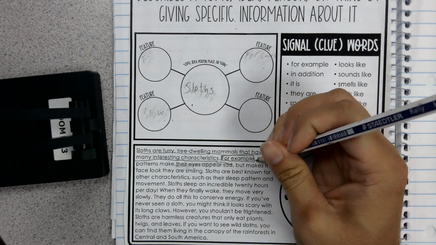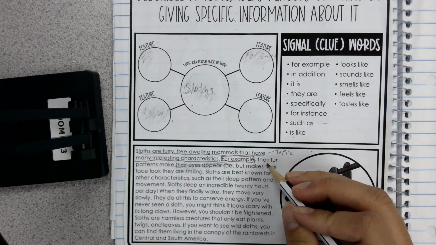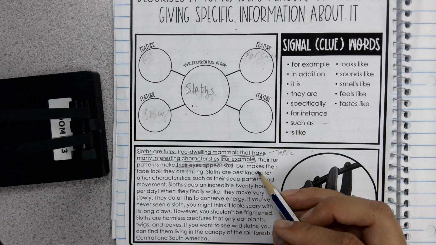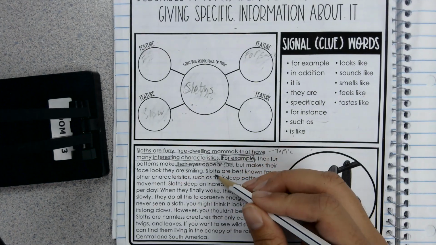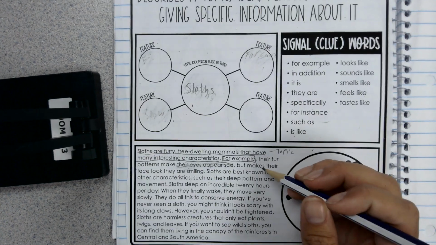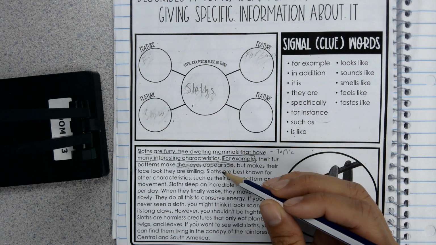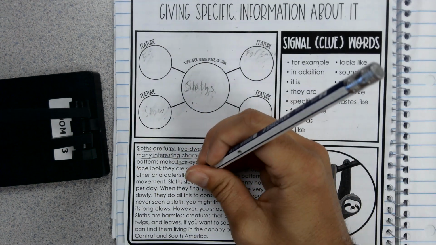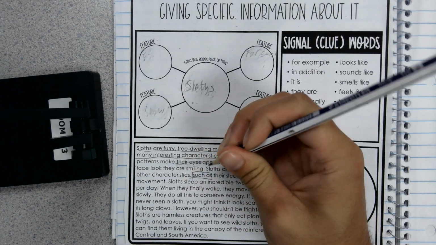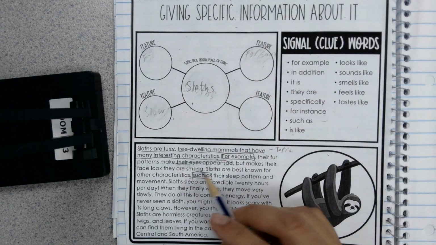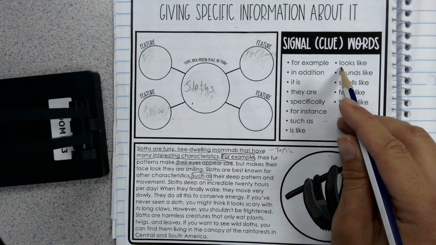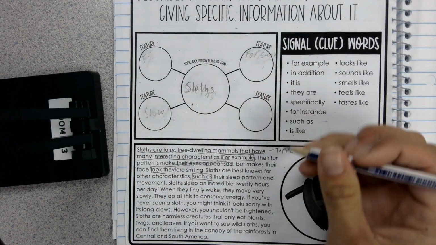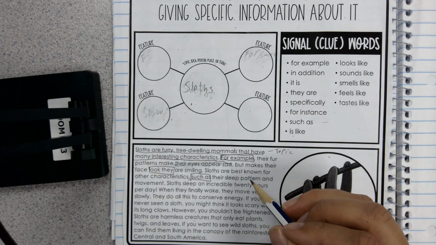And who knows, maybe they ask what kind of signal words help us. For example, their fur patterns make their eyes appear sad, but make their face look like they are smiling. Sloths, oh, so a little bit about its appearance. Sloths are best known for other characteristics, such as, oh, there's one of those signal words, and also it described what they look like. So it talks about their appearance, and so I have another signal word. Their sleep patterns and movement.